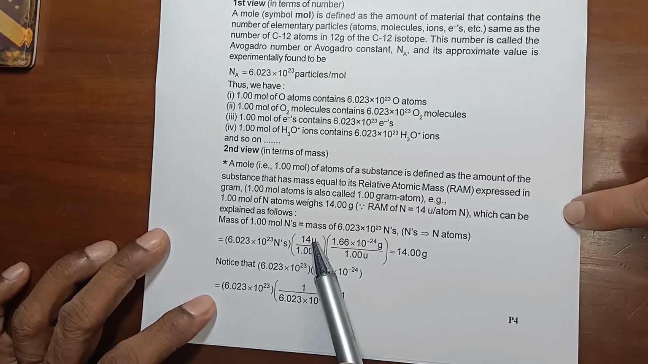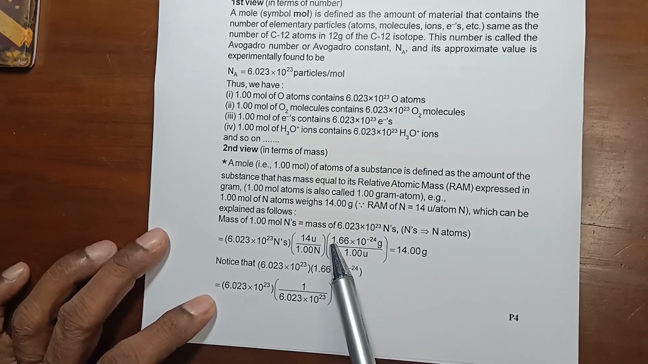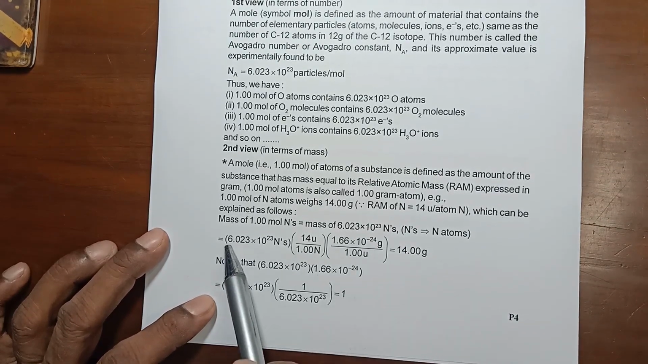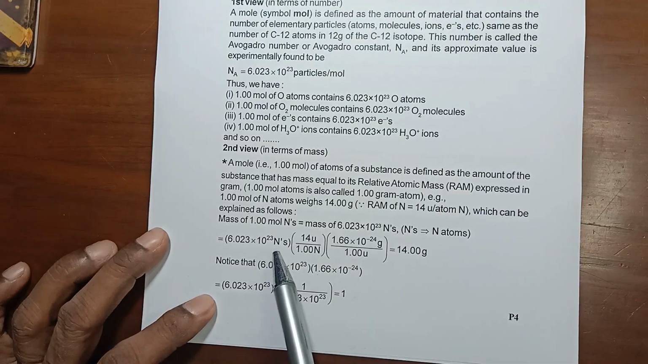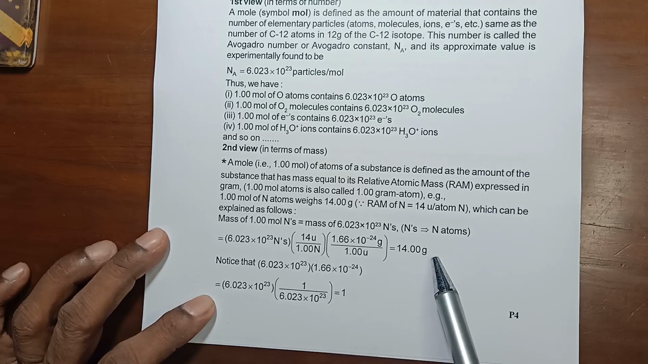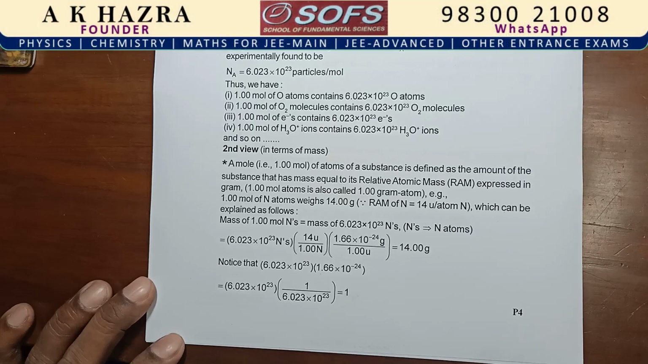Now 1 nitrogen atom weighs 14 U, and 1 U corresponds to 1.66 × 10^-24 gram. So clearly this and this equals 1. So ultimately we will have what? 14 gram. Nitrogen atoms cancel out, U cancels out, only 14 gram remains.